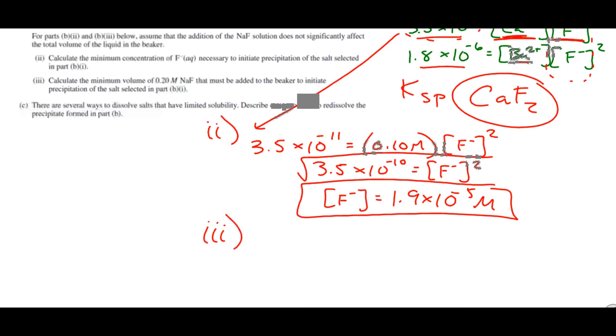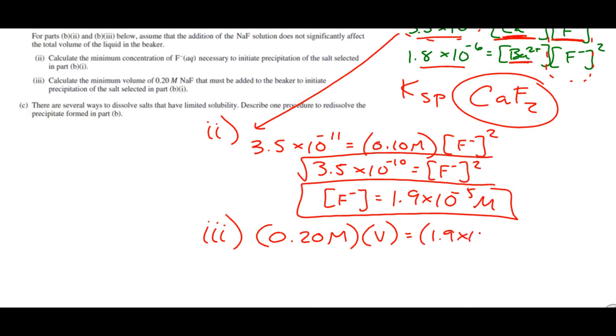Triple I, calculate the minimum volume of 0.2 molar NaF that must be added to the beaker to initiate precipitation of the salt selected in part B I. All right, this is just a simple relationship. What it's basically saying is, what is the volume of a 0.2 molar solution? I don't know the volume that must be added to the initial volume, or the solution that I had from the previous problem.